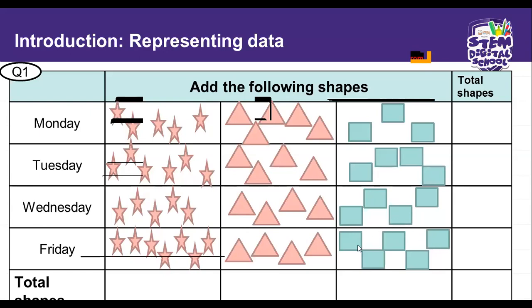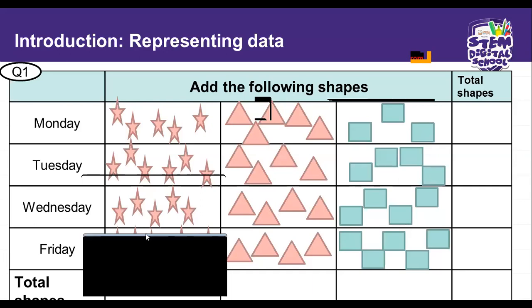8. Remember we had 9. 1, 2, 3, 4, 5, 6, 7, 8, 9. Add the 4. You can use your finger. 9, 10, 11, 12, 13. 13. Well done. Do you see how easy it is to use our counters? Yes, ma'am. Thank you very much, Uyanda.